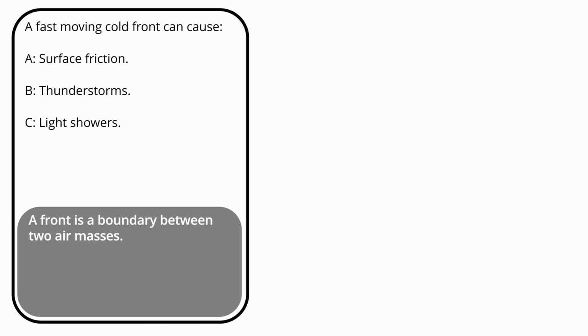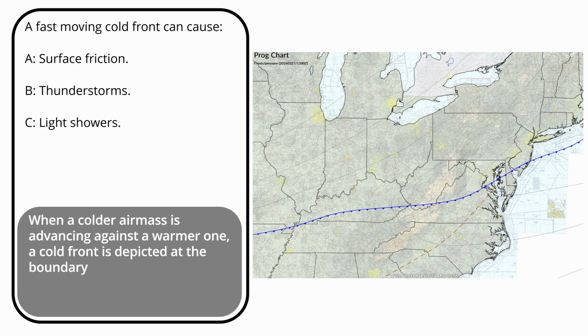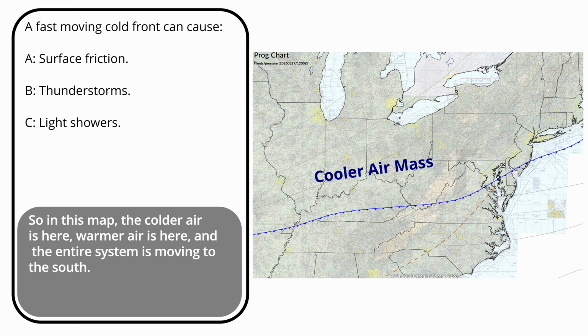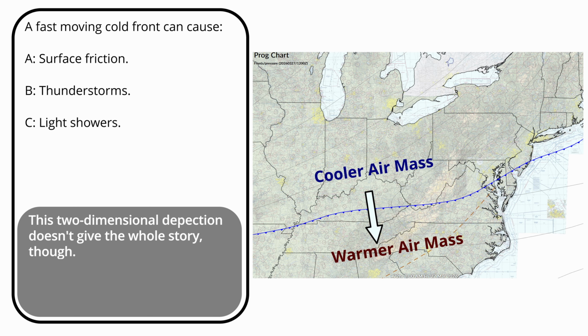A front is a boundary between two air masses. When a colder air mass is advancing against a warmer one, a cold front is depicted at the boundary using a blue line with triangles pointing in the direction of movement. So in this map, the colder air is here, warmer air is here, and the entire system is moving to the south. This two-dimensional depiction doesn't give the whole story, though.